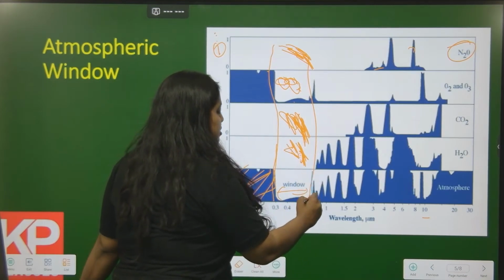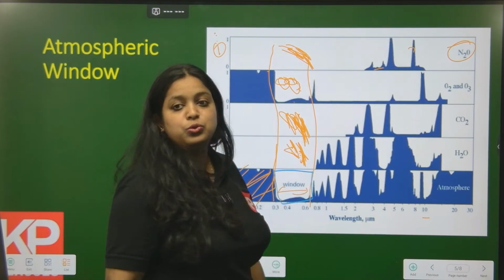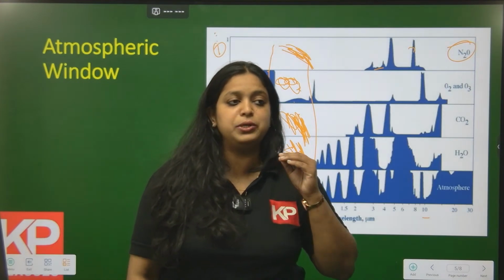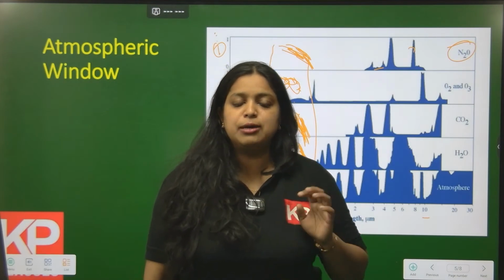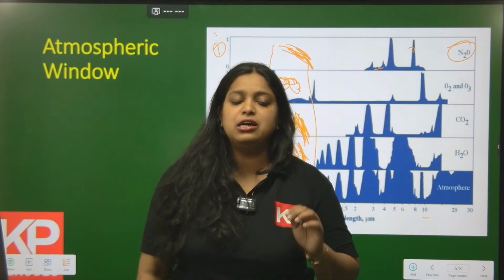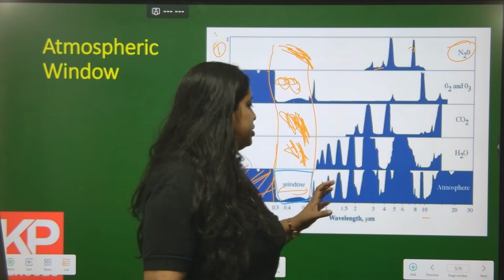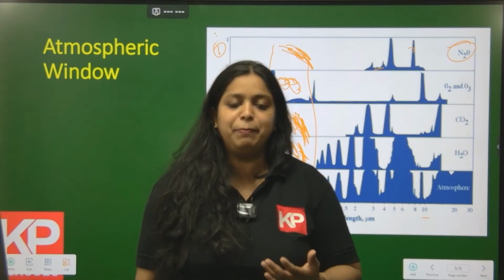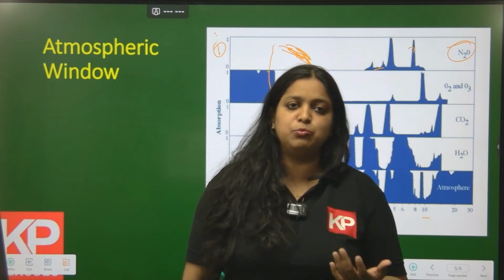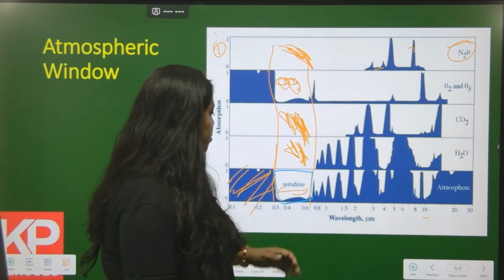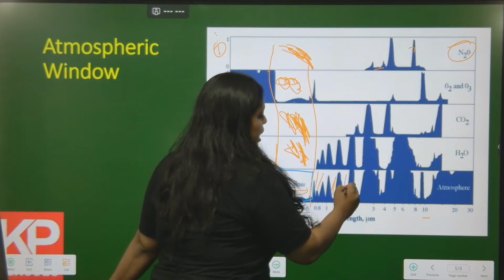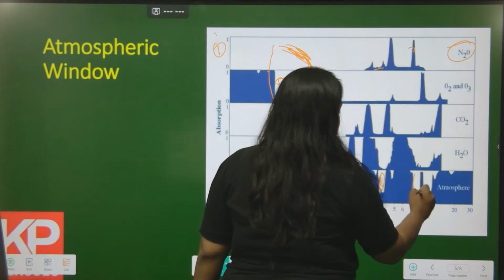So I can call this a window. That area, which is not absorbed by any atmospheric gases, I can call a window. This much region of the electromagnetic spectrum is not absorbed by any atmospheric gases. So all these spaces over here, I can call atmospheric windows.